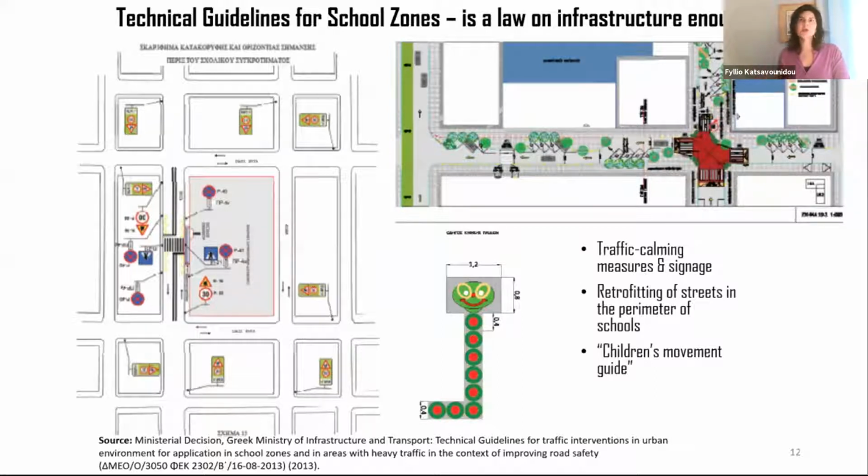The guidelines include traffic calming measures and signage, redesign of streets in the immediate perimeter of the school, and introduction of a children's movement guide, like the guide for blind people, only in the shape of a caterpillar. To our knowledge, these guidelines have not been implemented at all. There are just a few exceptions here and there.